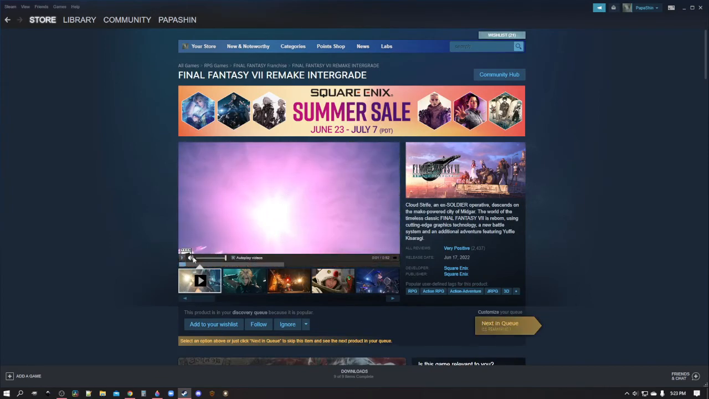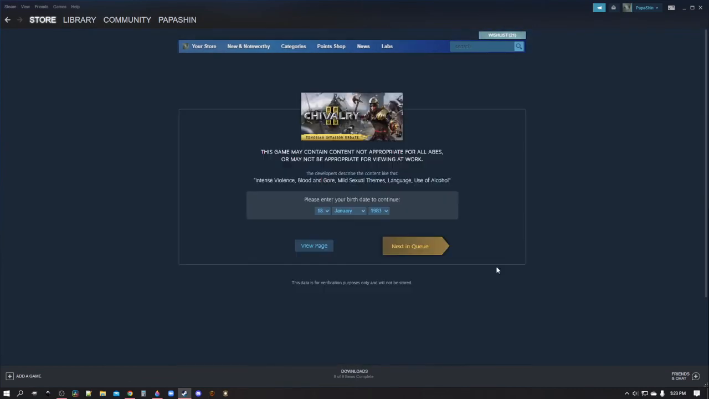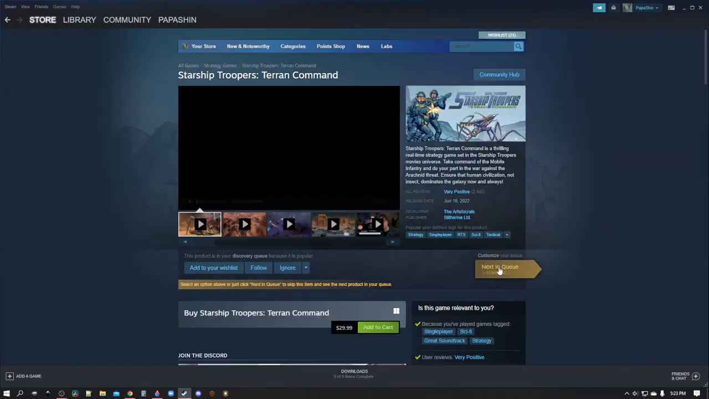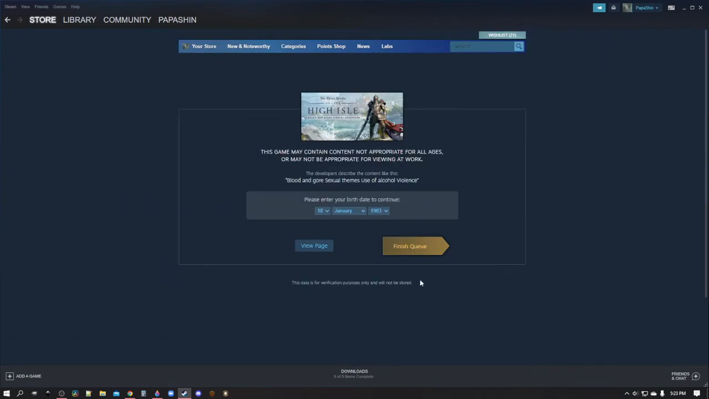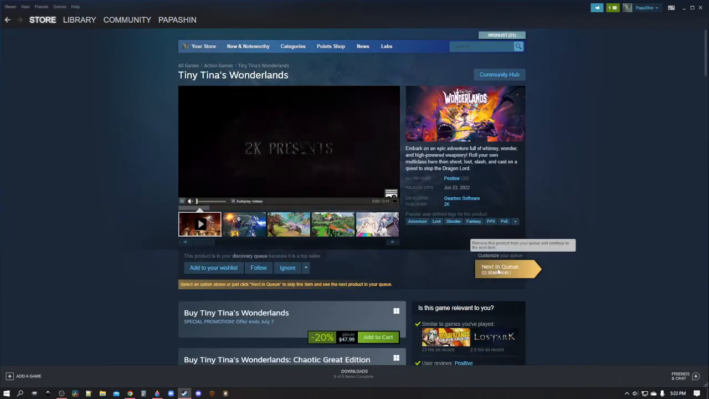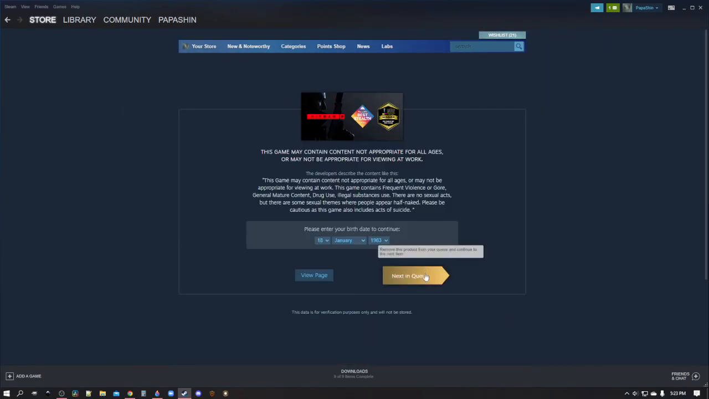And then just go really fast past the queue. You don't have to follow, you don't have to ignore, unless you're really interested in any of these games. And then when you finish the queue, you get a card. I don't know if you can just stack cards, though. You might be able to. I'm going to try that real quick. So I'm going to try and start another queue and then just go through it really fast. Because you might be able to stack cards.